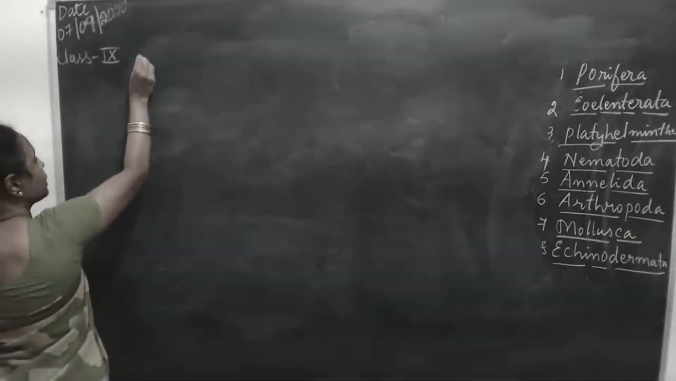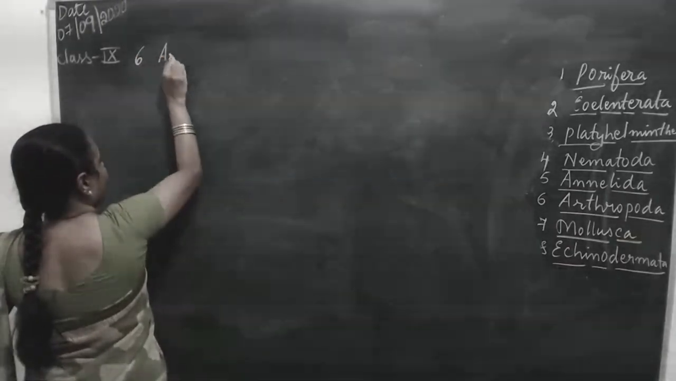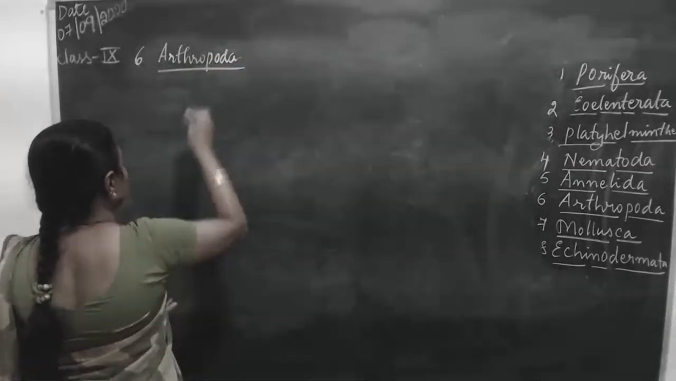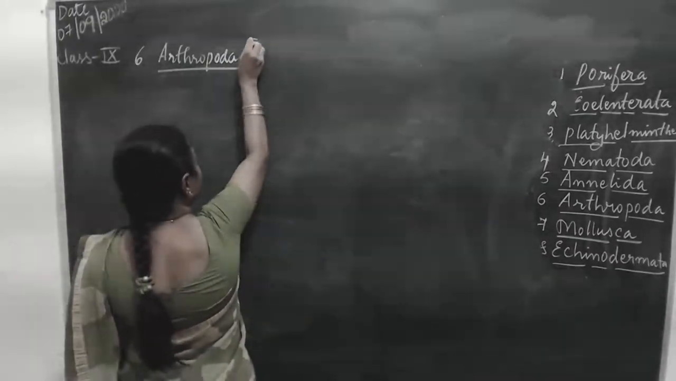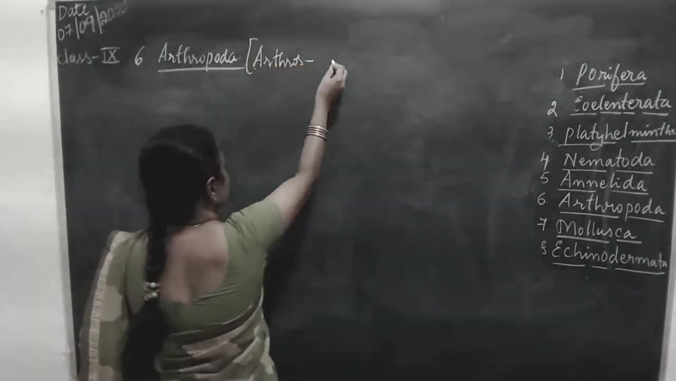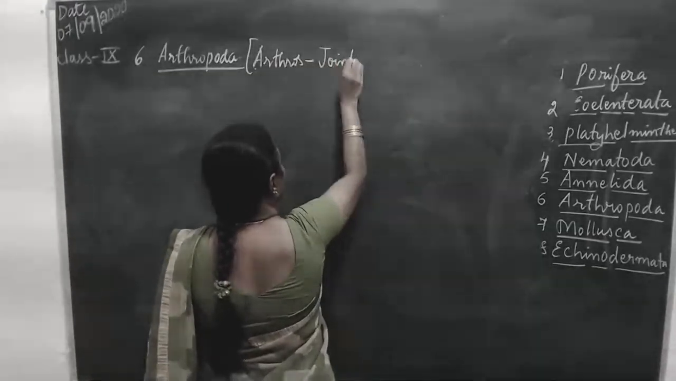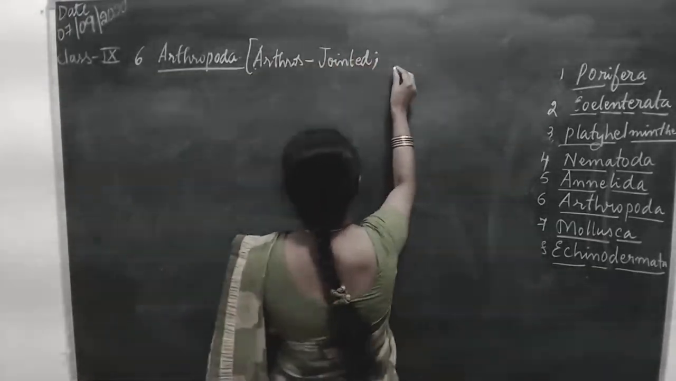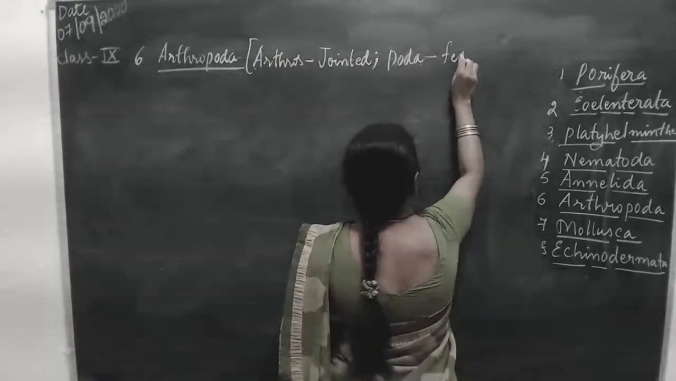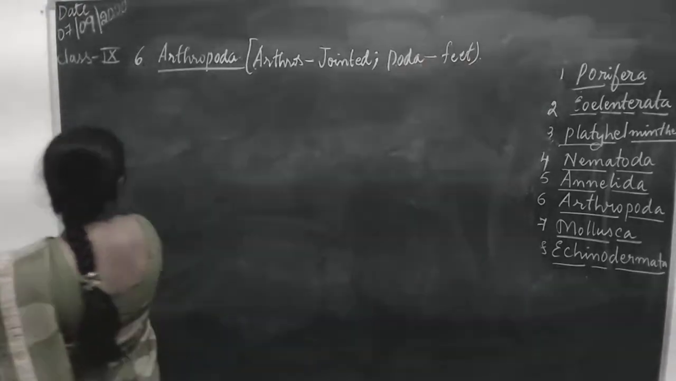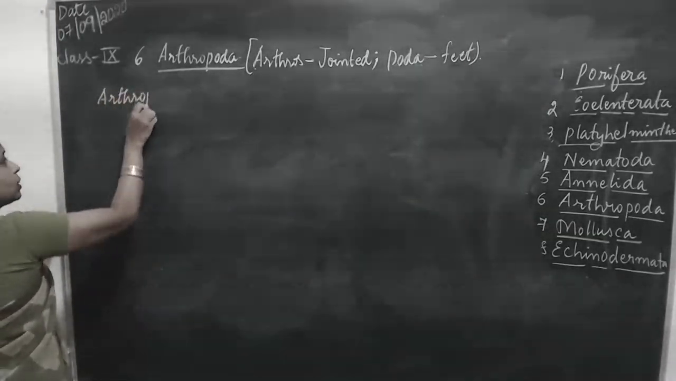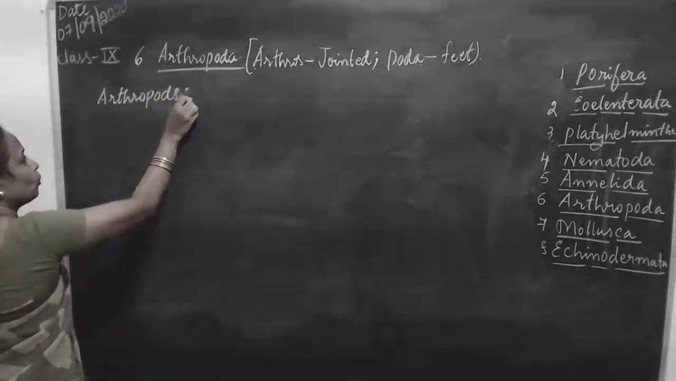Going to the sixth phylum, Arthropoda. The word Arthropoda is a combination of two words: arthros, which means jointed, and poda, same as pseudopodia. Poda means feet. So, animals belonging to this group are termed as arthropods.